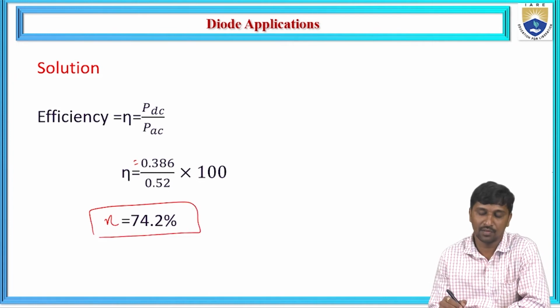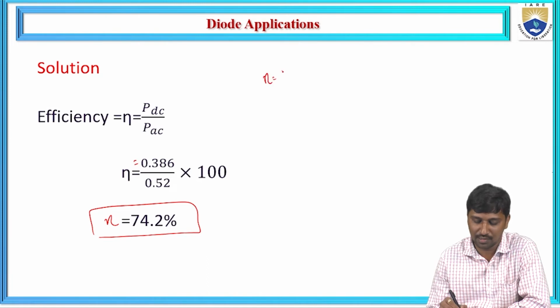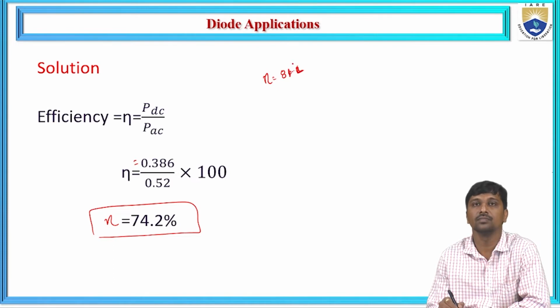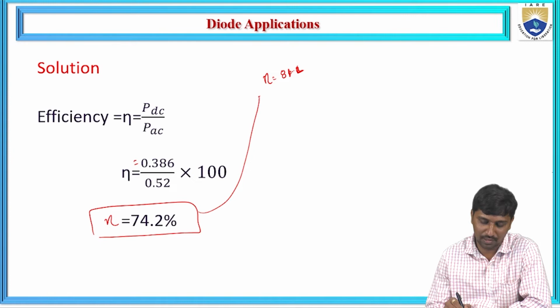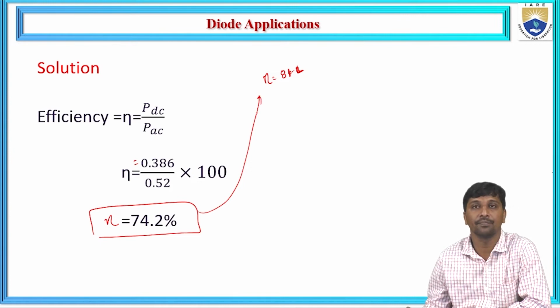So theoretically, for a full wave rectifier, we know that the efficiency is 81.2. So this is nearer to this one. So hence, no problem.